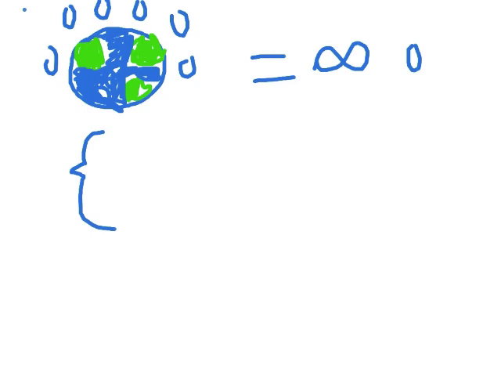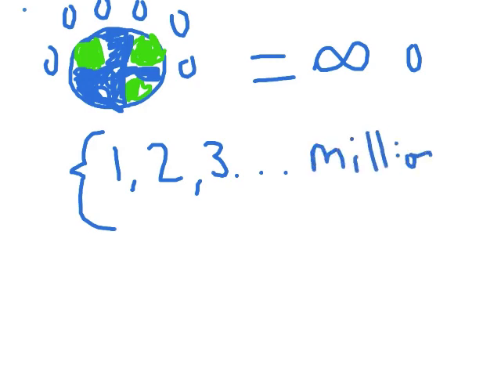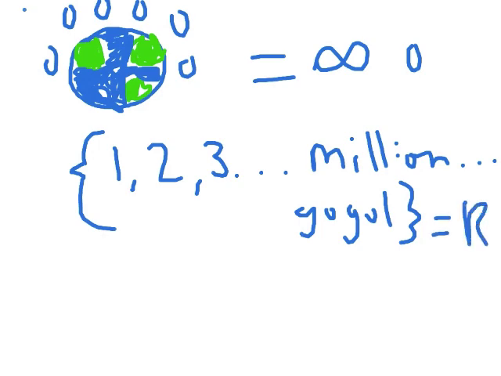But you might ask, well, why is this countable? Well, that's because I could count up each one of these raindrops. 1, 2, 3, keep going all the way up to raindrop number 1,000,000, keep going all the way up to raindrop Google. I can count up all of these. It's just that I would never ever stop. So that's the set right here, set R, of the infinite number of raindrops falling on planet Earth.